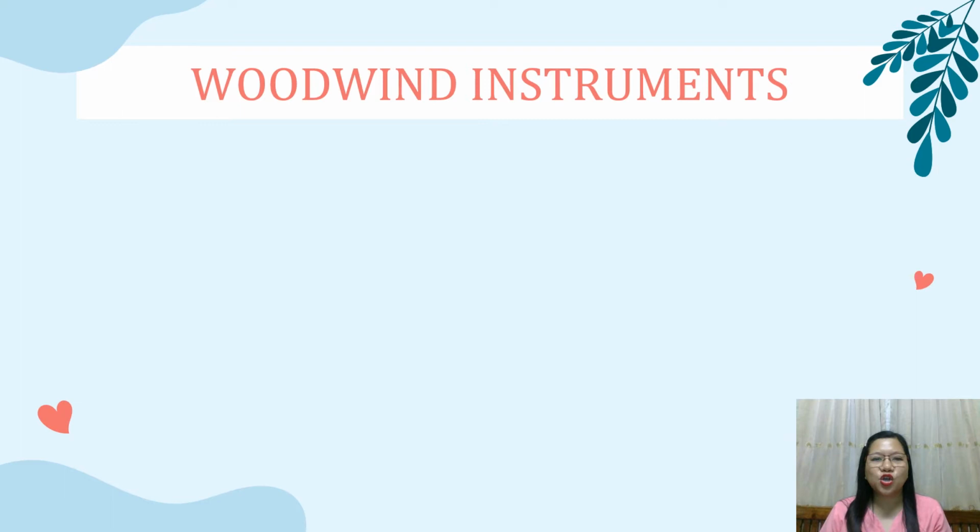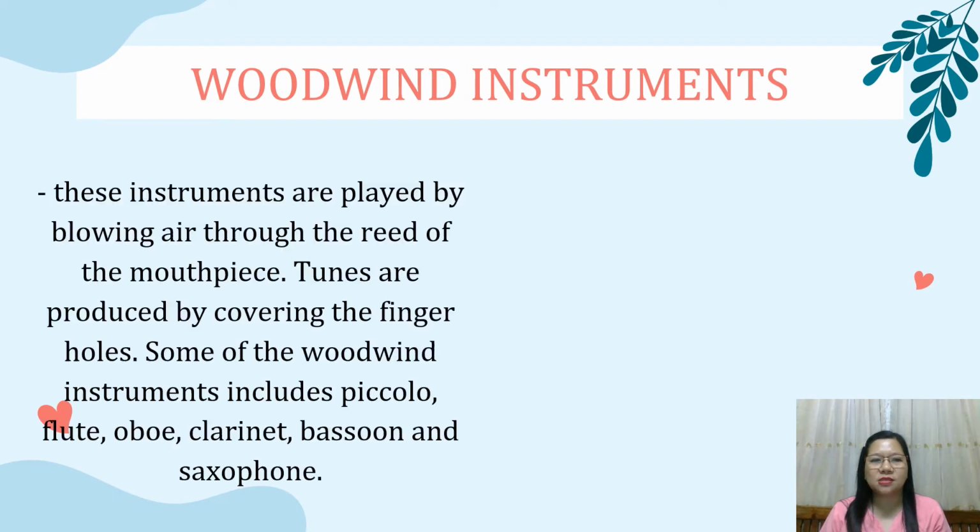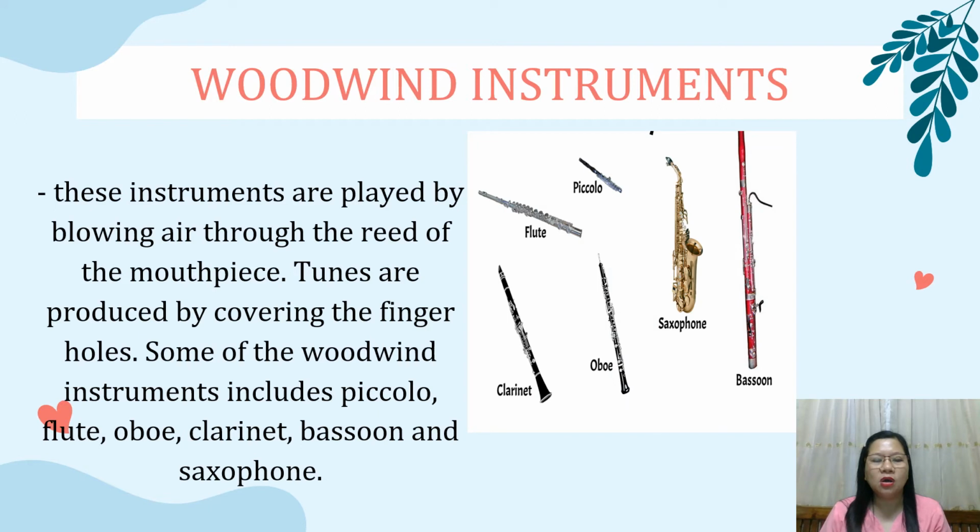The next section is the woodwind instruments. These instruments are played by blowing air through the reed of the mouthpiece. Tunes are produced by covering the finger holes. Some of the woodwind instruments include piccolo, flute, oboe, clarinet, bassoon, and saxophone.